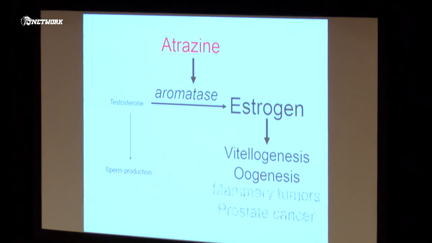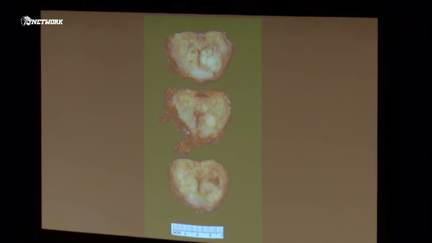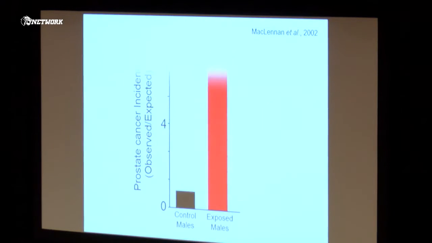In humans, you'd be worried about mammary cancer and prostate cancer because they depend on estrogen in part, especially mammary cancer. With regards to prostate cancer, they showed in their own factory that there's an 8.4-fold increase in prostate cancer in men who work in their factory bagging atrazine in a community that's 80% black, that's 80% African-American. And I'll show you why I bring that up in a second.